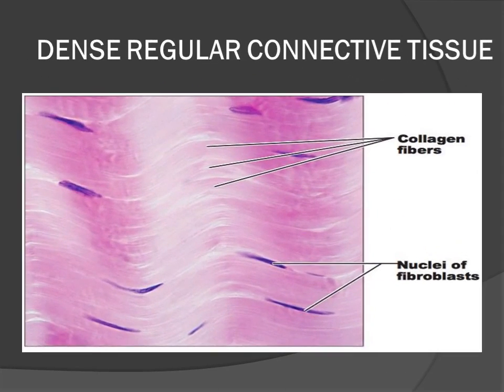This is a figure of dense regular connective tissue. Can you watch the collagen fibers there? They are arranged parallelly, neatly, in a regular manner. That's why it is called dense regular connective tissue. And below that, the fibroblasts are noticed. Fibroblasts are the cells of this tissue, right?